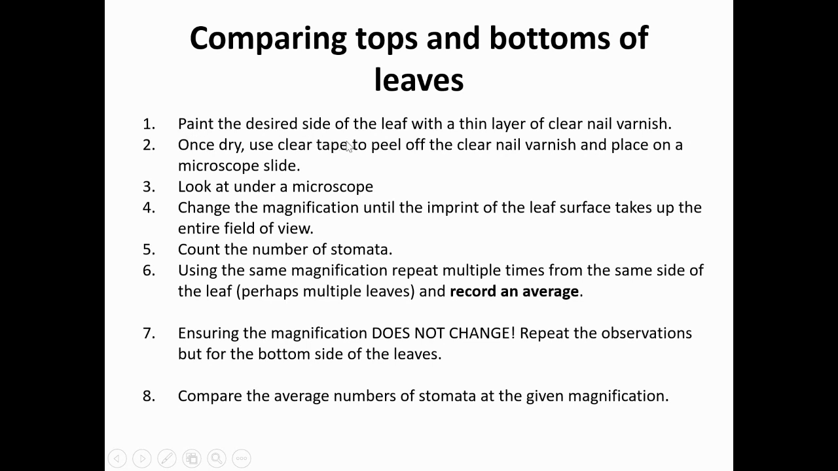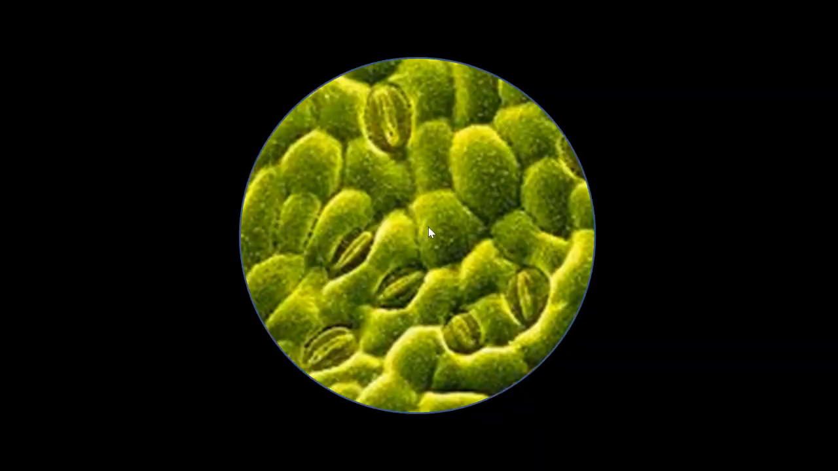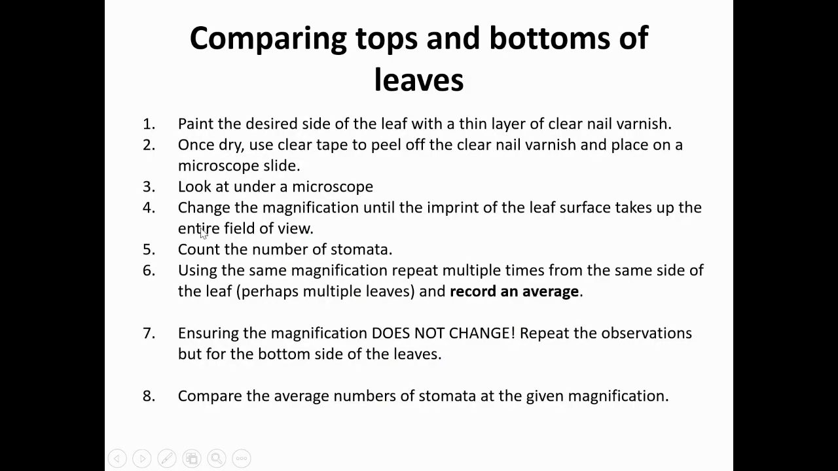Well, first, paint the desired side of the leaf with a thin layer of clear nail varnish. 2, once dry, use clear tape to peel off the clear nail varnish and place on a microscope slide. 3, look at it under the microscope. 4, change the magnification until the imprint of the leaf surface takes up the entire field of view. So the whole thing you're looking at takes up the whole field. 5, count the number of stomata. So that's as far as we've got so far.